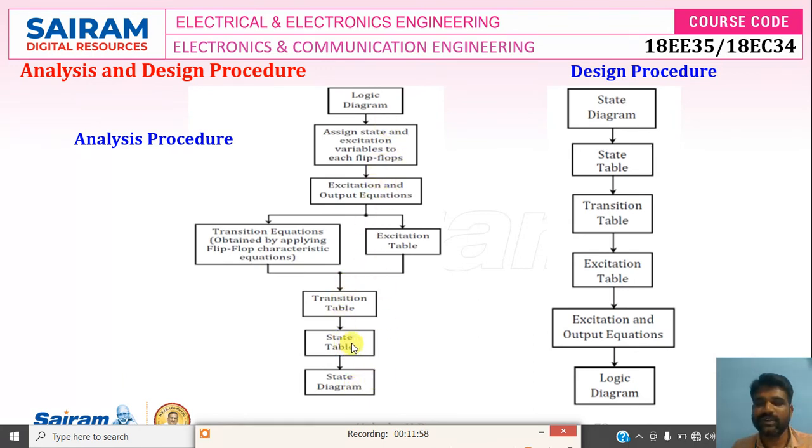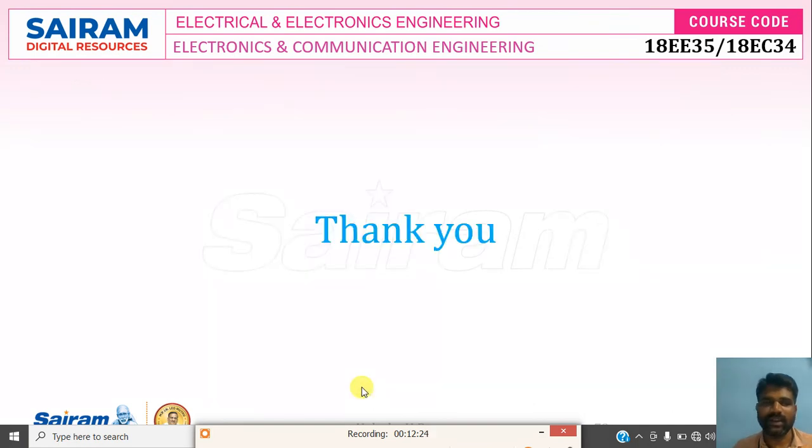And the design procedure is exactly opposite. First the state diagram is given. From the state diagram, the state table, the reverse. From the state table, the transition table. From the transition table, the excitation table. From this, excitation and output expressions using K-map, and then at last we write the logic diagram. So design starts with the state diagram and ends with the logic diagram. Analysis starts with the logic diagram and ends with the state diagram.